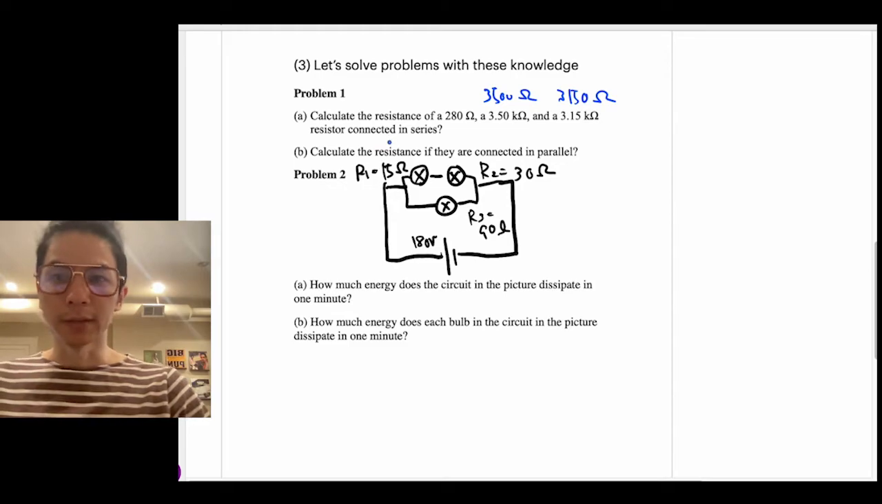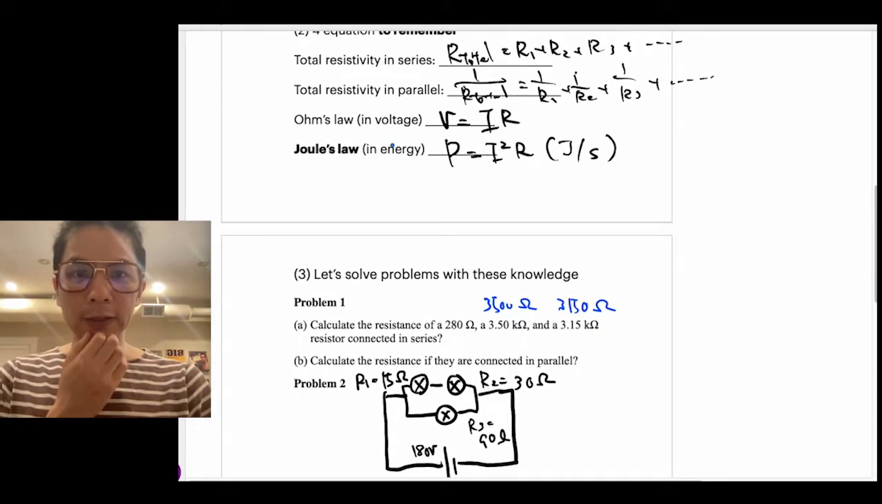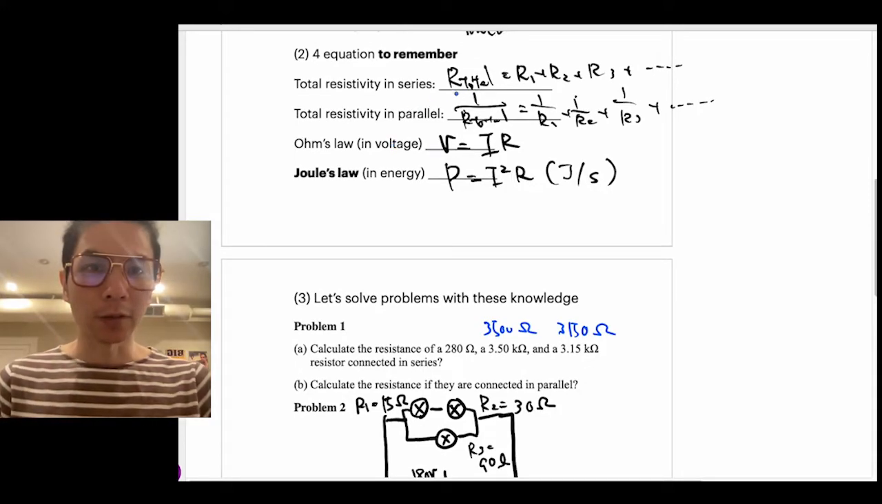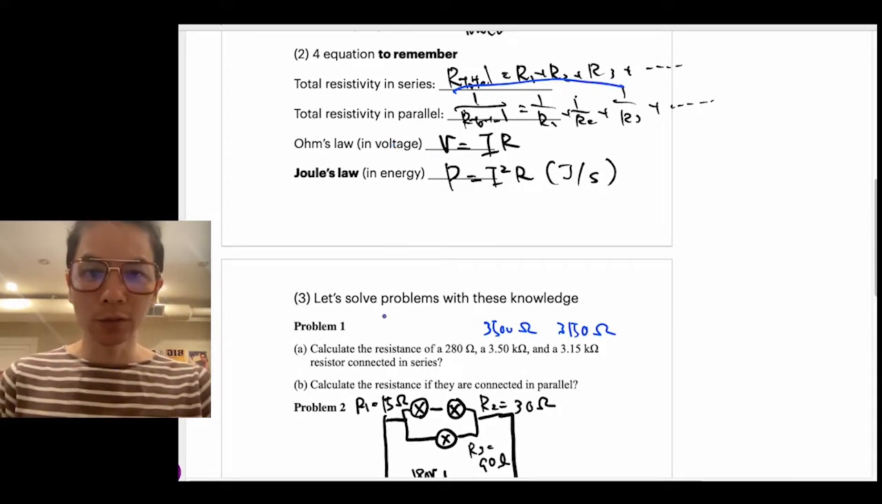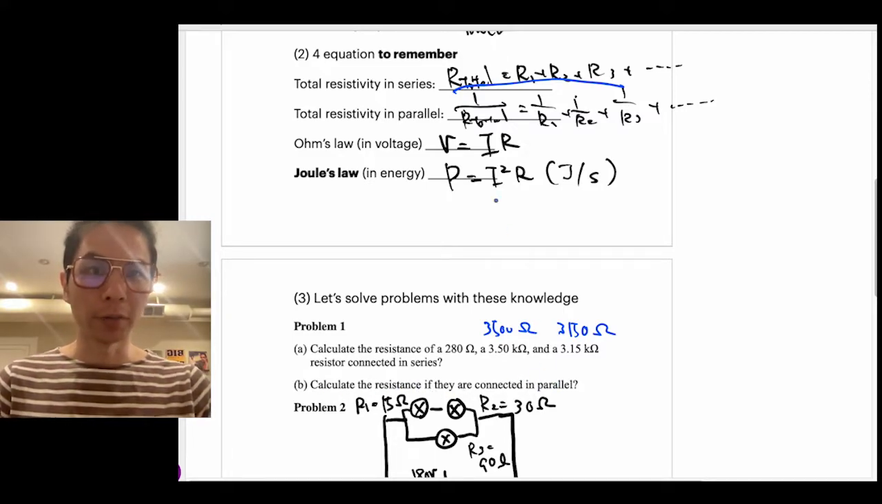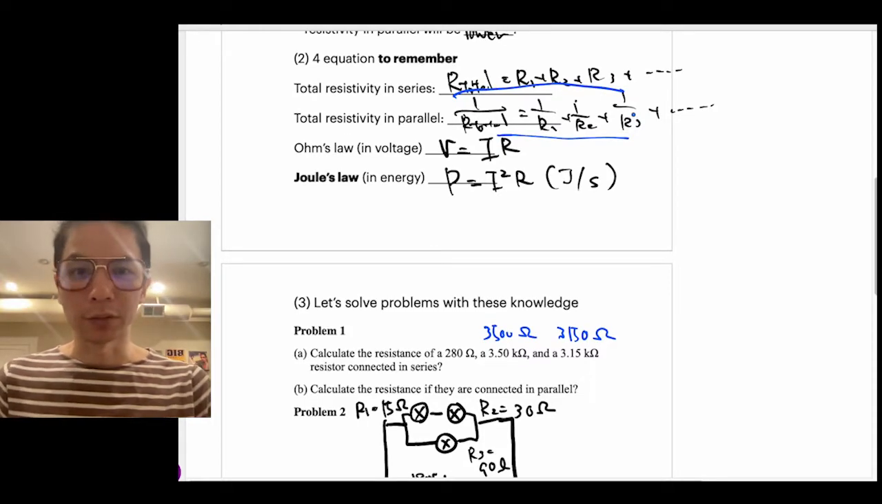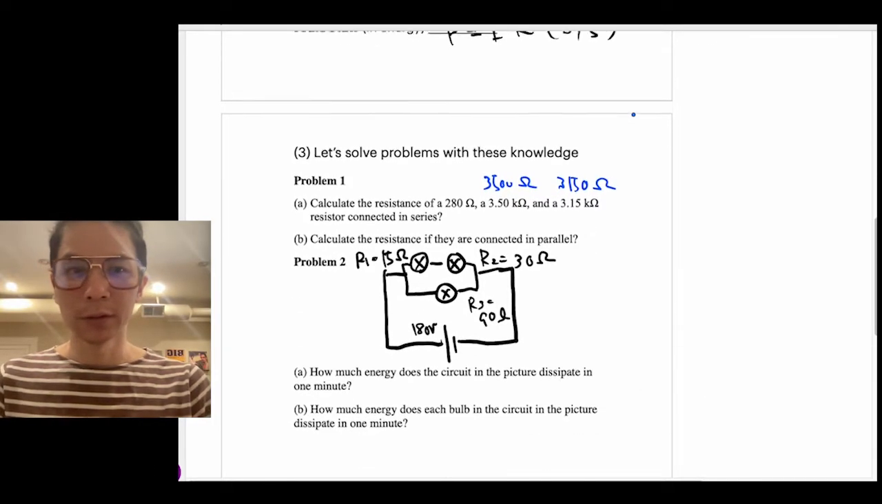Resistor connected in series. So in series, the calculation that you want to use is this calculation. The next one is to calculate the resistance if they are connected in parallel. So for the next problem, the equation that you want to use is this one. So basically you just want to apply this equation using these values.